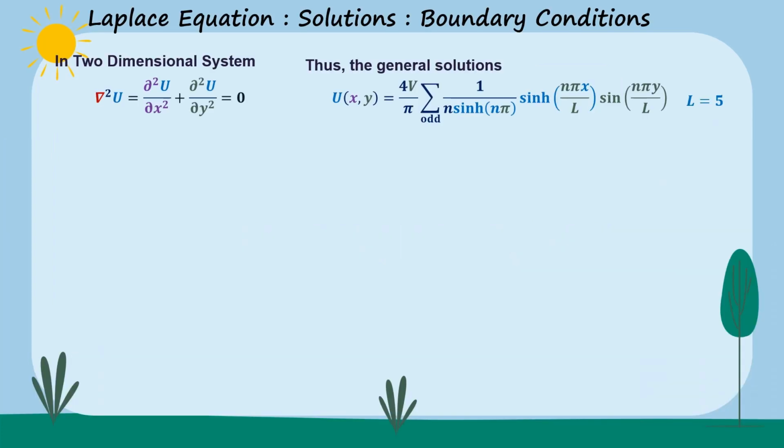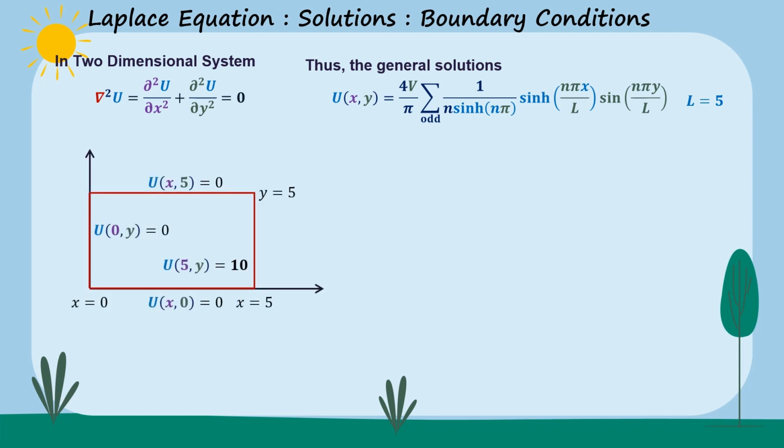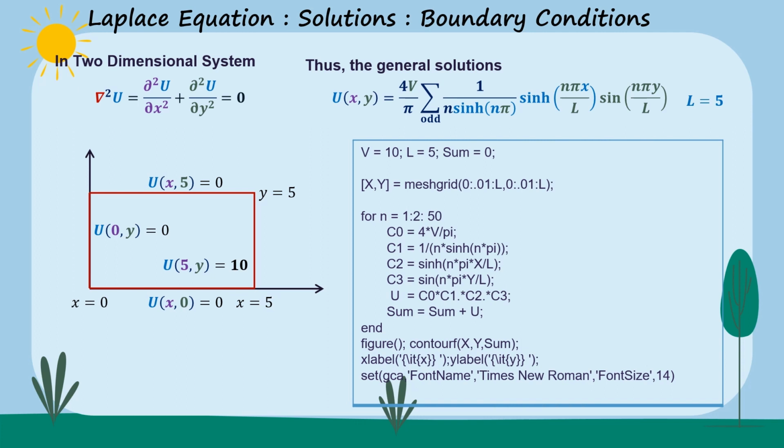So here we get the general solution and the boundary condition. To make our life simple, the value of v I consider as 10, because I can't process v symbolically. So we can write this small MATLAB code. Here we say v equal to 10, l equal to 5, bounded from 0 to 5, 0 to 5.